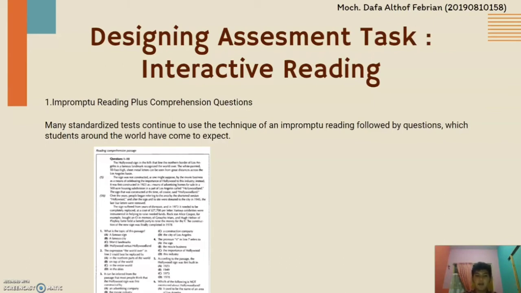The first one is impromptu reading plus comprehension questions. Many standardized tests continue to use the technique of an impromptu reading followed by questions, which students around the world have come to expect. Assessing reading in a discussion on standardized testing in Chapter 5, we look at a typical reading comprehension passage and a set of questions from the International English Language Testing System. Notice that this set of questions based on a 250-word passage covers the comprehension of these features.